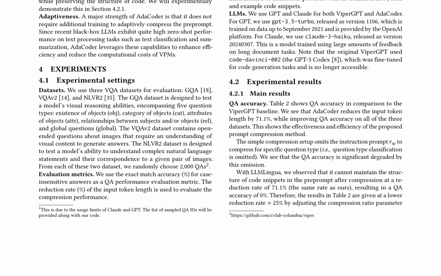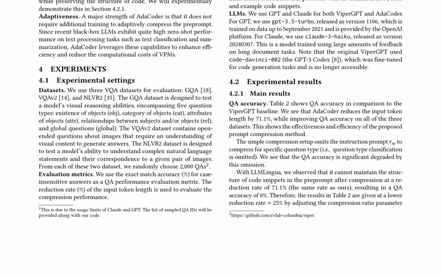The experimental settings involved 3 VQA datasets: GQA, VQA-V2, and NLVR2, with evaluation metrics including exact match accuracy, in percent, for case-insensitive answers, and reduction rate, in percent, of input token length. Baselines include ViperGPT and LLM Lingua, with AdaCoder implemented on top of the official ViperGPT implementation. Implementation details include the use of GPT and Claude as LLMs, as well as an API set consisting of basic image and text processing functions.